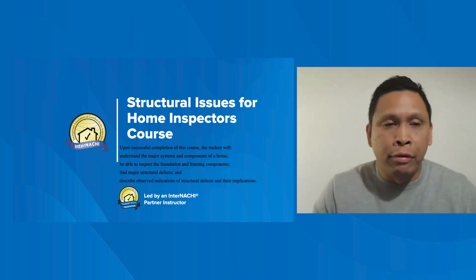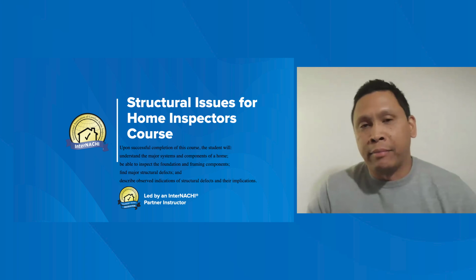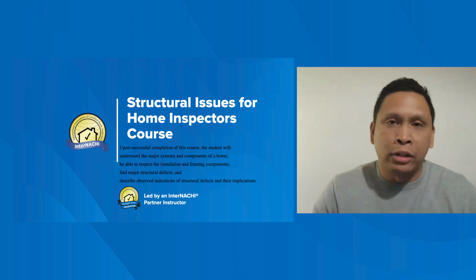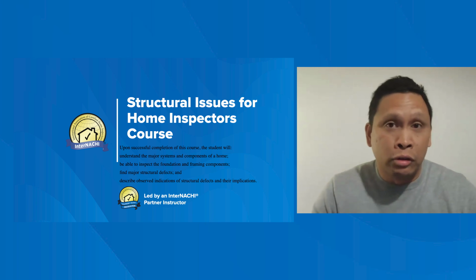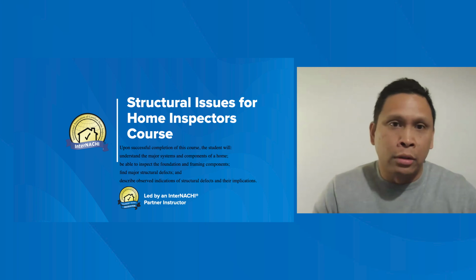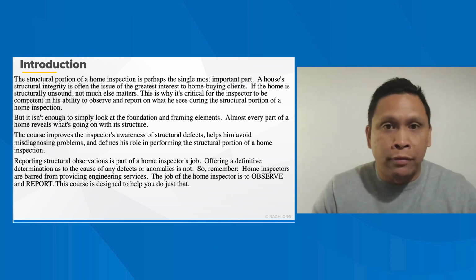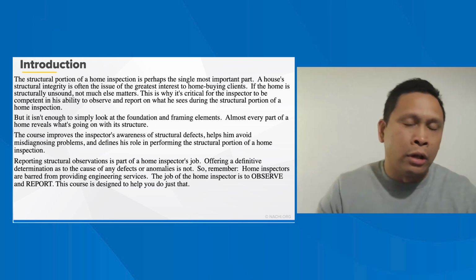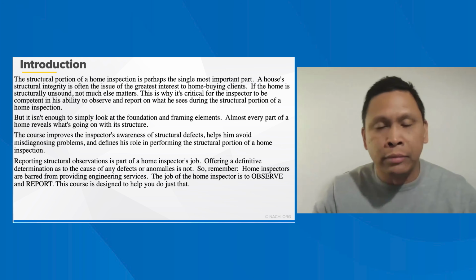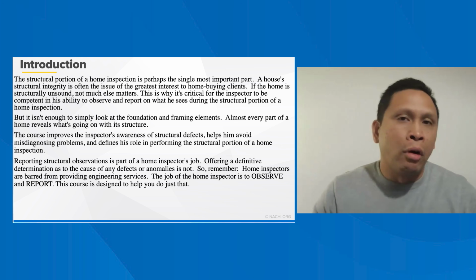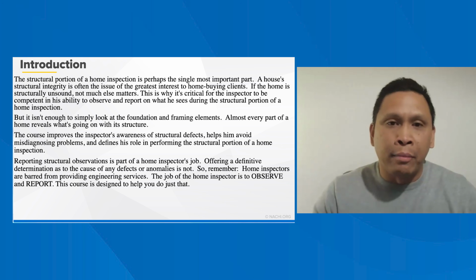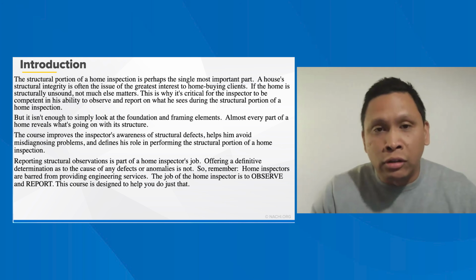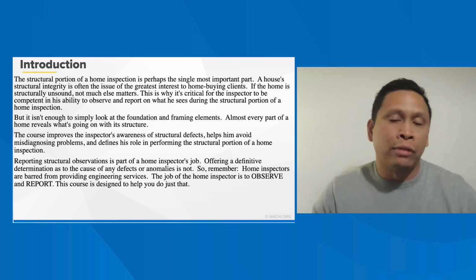So, going through structural issues. The structural portion of a home inspection is perhaps the single most important part of a home inspection. A home's structural integrity is often the issue of the greatest interest to home buying clients. I know we all often hear, "Oh well, cosmetic concerns aren't really meaningful. A broken window, not really meaningful." They want to know, is it safe for them to put their family in? And if the home is structurally unsound, naturally nothing else really matters.